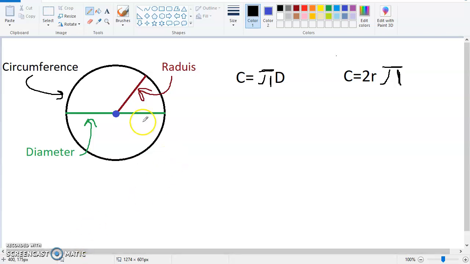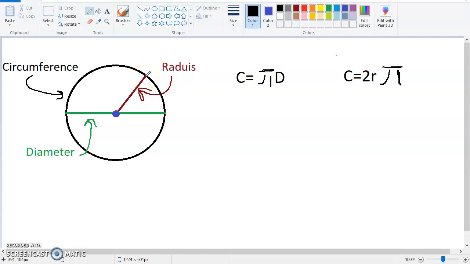So our first thing is we're going to start with the definitions again. We have a circumference, which is the length all the way around the circle. It's actually the perimeter of the circle, from one point all the way around the circle, meeting that point again. We also have a diameter, which is the length between two opposite ends of the circle going through the center of the circle. And then we have the radius, which is from the center of the circle to one point on the outside of the circle.